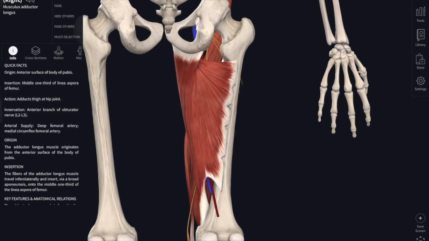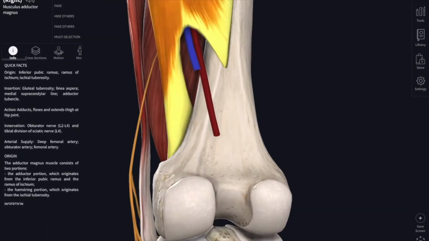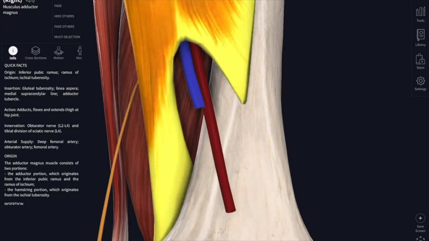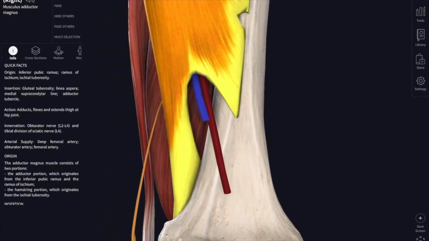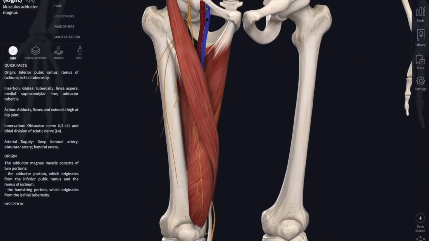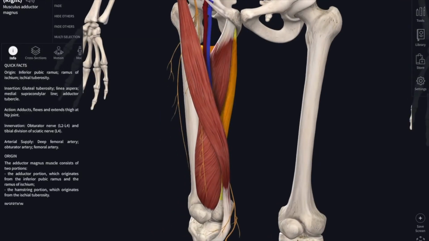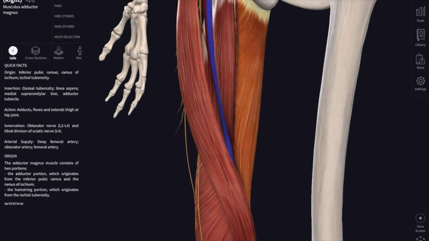And where does it end? Well, it ends here, in this opening called the adductor hiatus. Now, hiatus also means opening, so this adductor hiatus is formed by an opening between the adductor and the hamstring portion of the adductor magnus muscle. Now moving on to the boundaries. What are the boundaries of this canal?